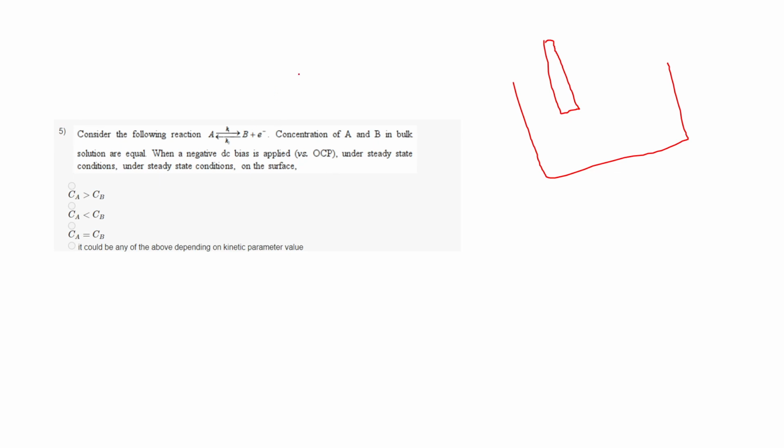So what is happening? Ca bulk equal to Cb bulk, but that cannot assure that Ca equal to Cb. So that's the wrong option. Option C is wrong. It could be any of the above depending upon the kinetic parameter. See, it has nothing to do with the kinetic parameter. What does it mean, negative DC bias and positive DC bias? The forward reaction is an anodic reaction, an oxidation reaction, so if I apply a positive potential, the forward reaction will be favored. And if I am applying a negative potential, the backward reaction will be favored.